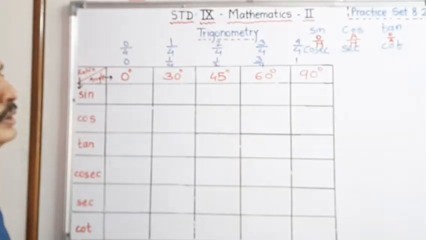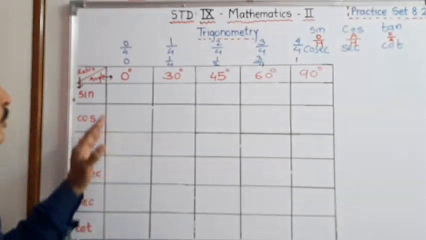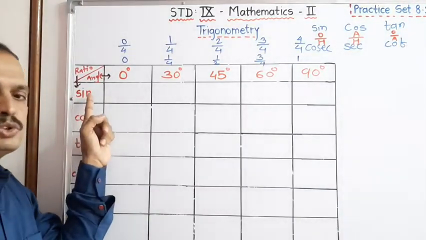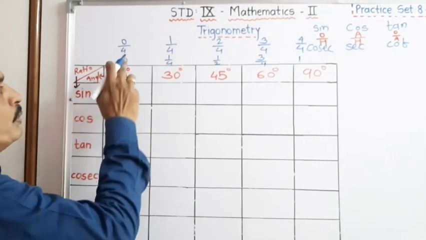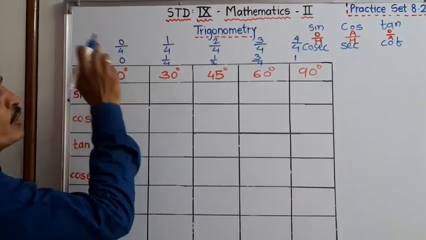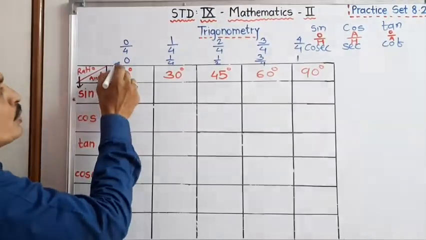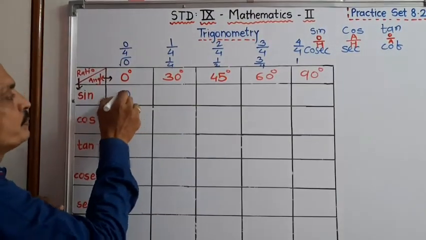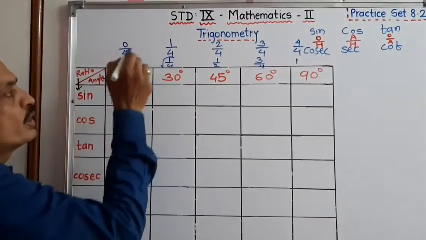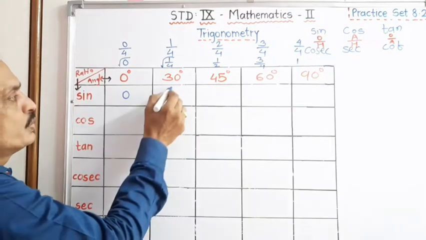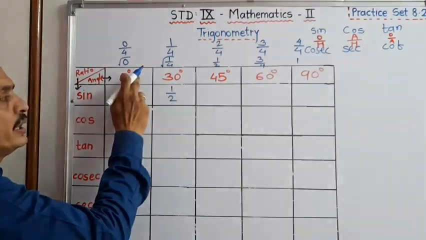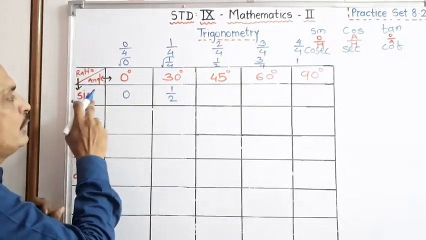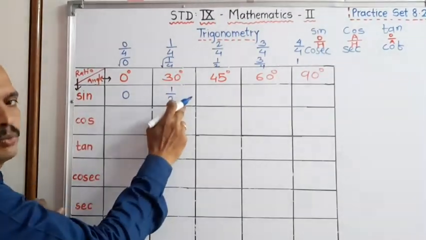Now dear student, what we have to write? We have to write the values of sine ratio first of all. For writing that, we have to take out the square root of this. Square root of 0 is 0. Square root of 1 upon 4, it is 1 upon 2. That means sine 0 degree is 0. The value of sine 30 degree is 1 upon 2.